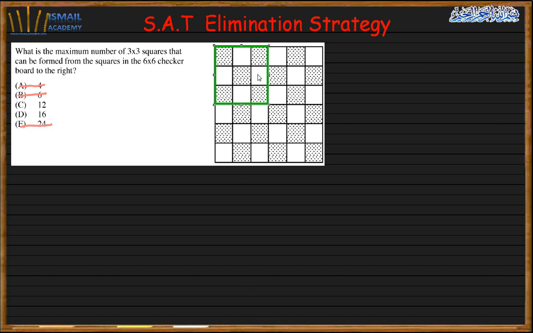All right, so let's move this. We have 1 here, 2, 3, 4, 5, 6, 7, 8, 9, 10, 11, 12, 13, 14, 15, 16. So we can make 16 3 by 3 squares.